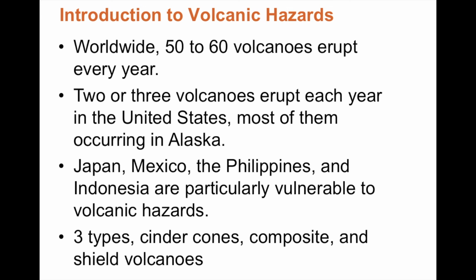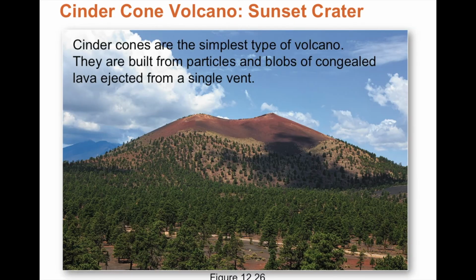Volcanoes are another result of plate tectonics, where worldwide there's 50 to 60 volcanoes that erupt every year. 2 or 3 of those volcanoes erupt each year in the United States, most of them occurring in Alaska. Japan, Mexico, the Philippines, and Indonesia are particularly vulnerable to volcanic hazards. And there's 3 types of volcanoes: cinder cones, composite, and shield volcanoes.